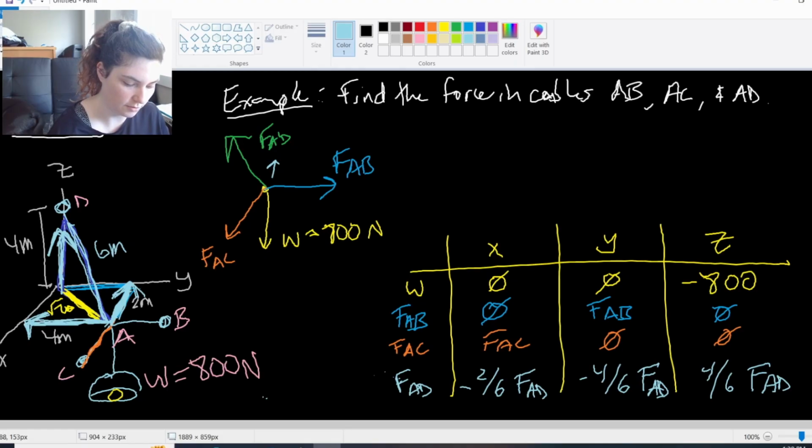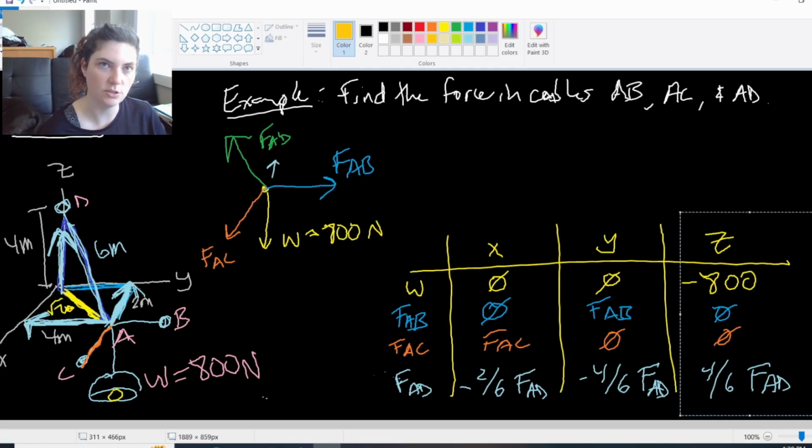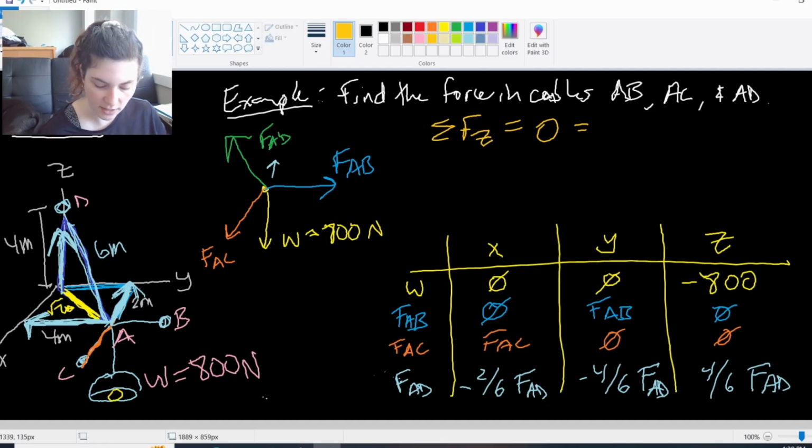Let's do my z one first, actually, because if I look at my z column, it's the only one with an actual number on it, right? It has that -800. So if I set up my equilibrium equation for z, sum of my forces in the z direction equals 0. Equals, and then I just added everything in this column together. That's all I do. Sum everything down the column.